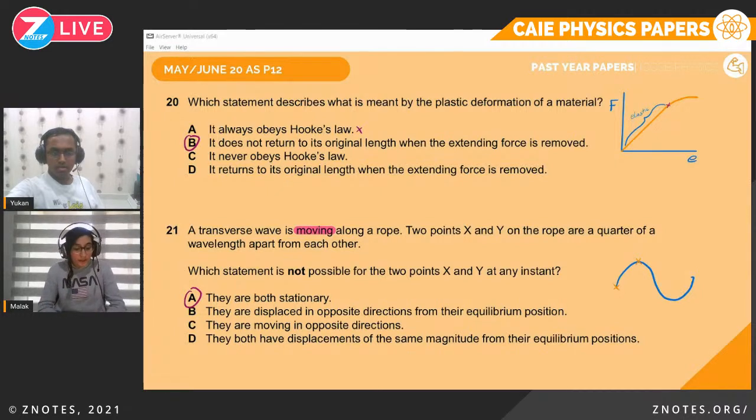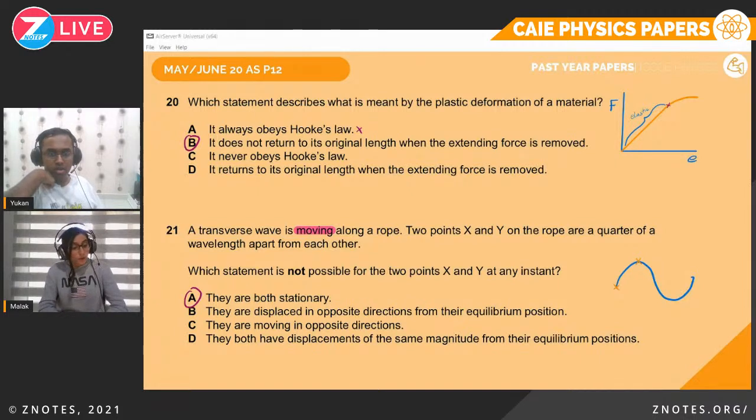A, it always obeys Hooke's law. Nope, that is an elastic deformation. It does not return to its original length when the extending force is removed. Now this here is a plastic deformation, because if we remove the mass from this point, it will not return back to the original.